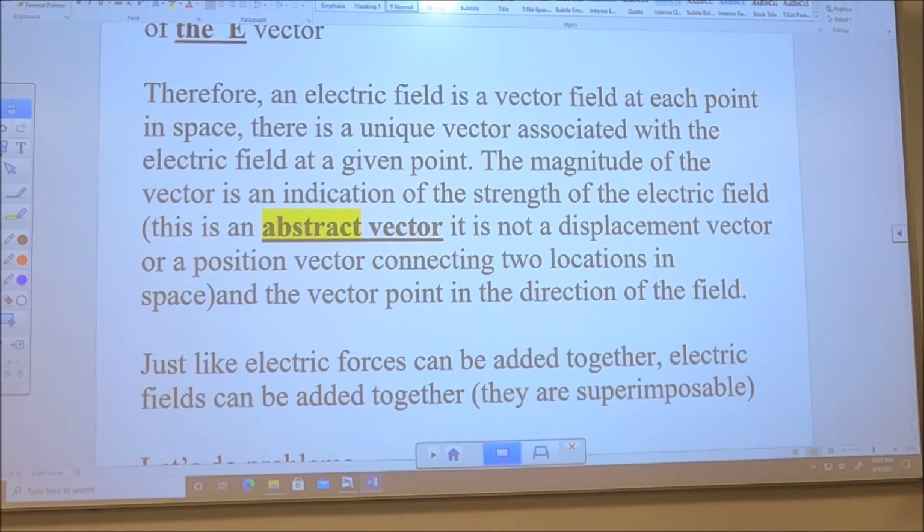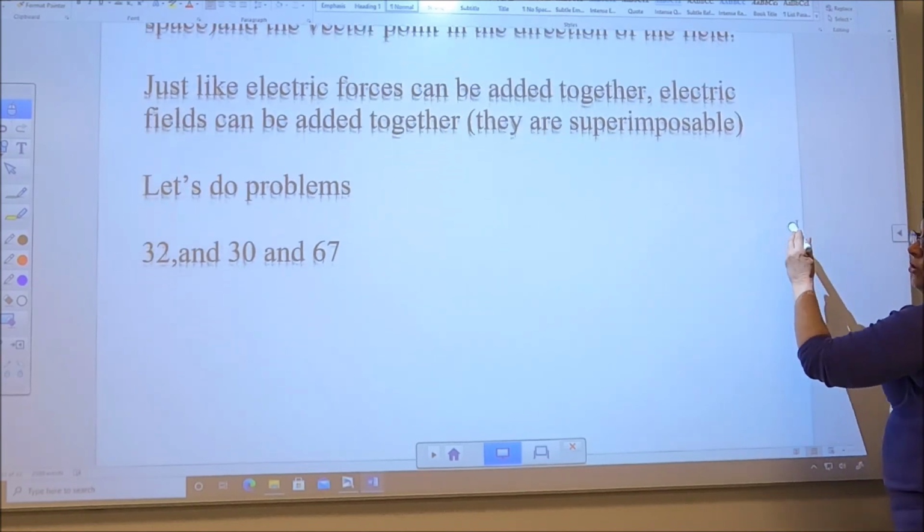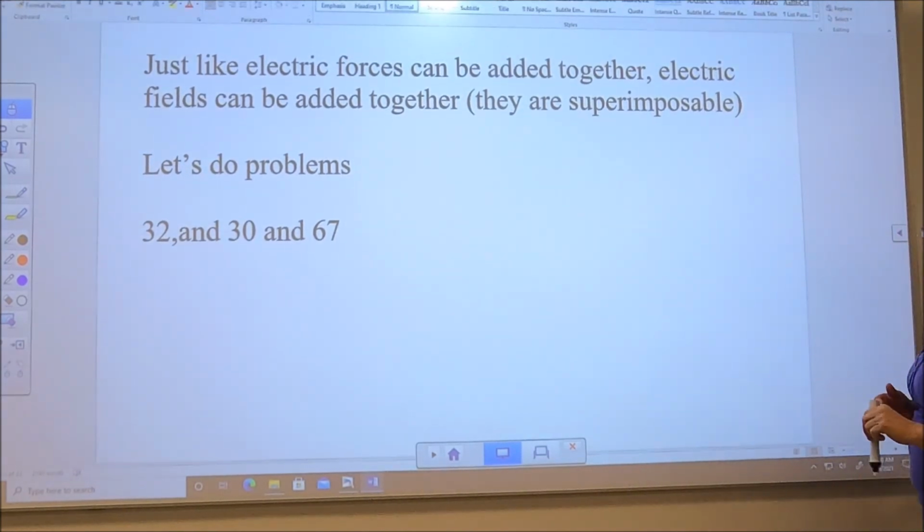Now, just like with electric forces, electric fields can be added together. If I had two stationary charged particles, and they are both going to create electric fields in a region in space, their electric fields are superimposable. They can be added together. So we're going to look at problems 32, 30, and 67 at the end of the chapter.